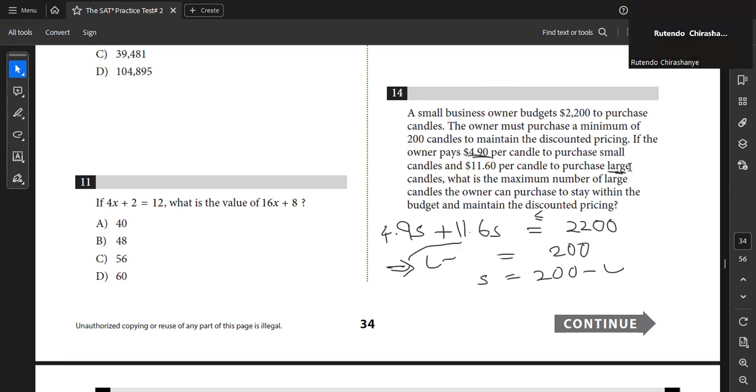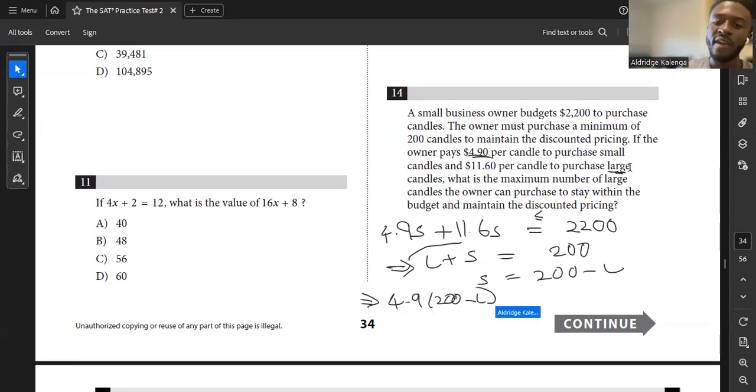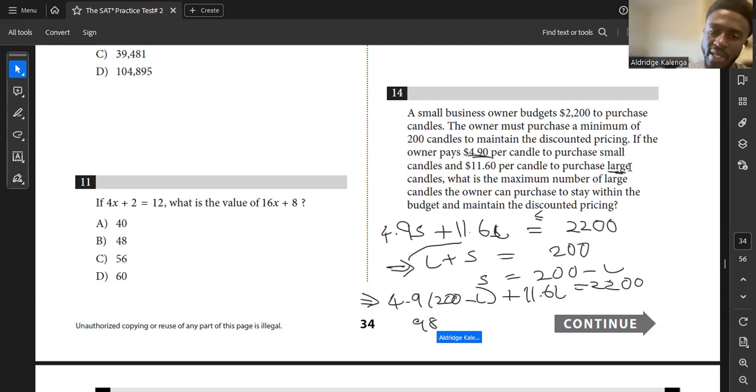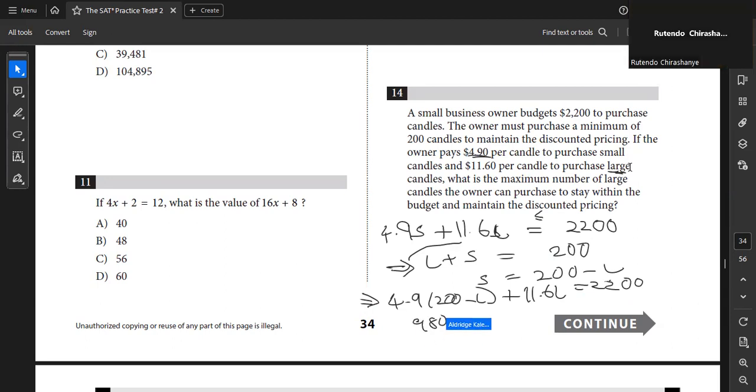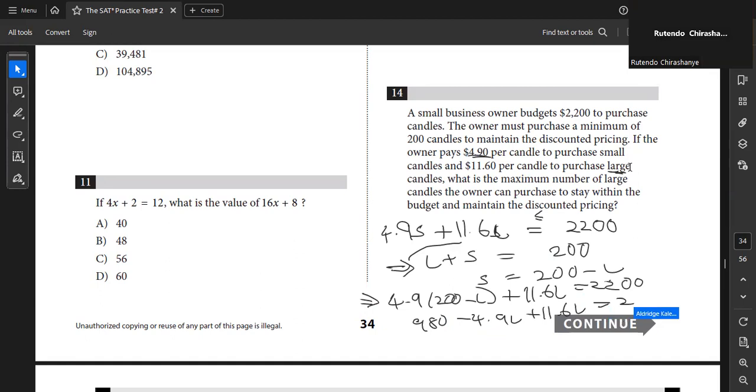All right, so let's go for that again. We know that our S is equal to 200 minus L, right? And so we can substitute that so that we can find our L, which is our large, 11.6 L, which is our large candles. All right, so 4.9 by 200, this should be 980. This is what I found here: minus 4.9 L plus 11.6 L is equal to 2,200.